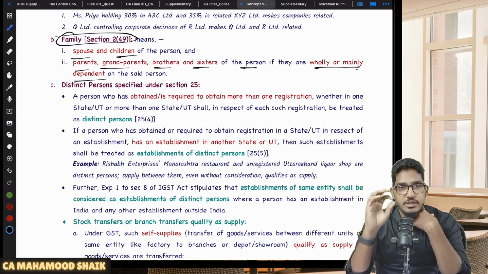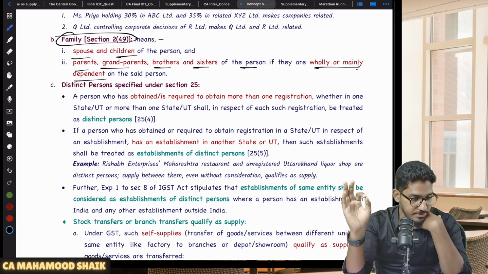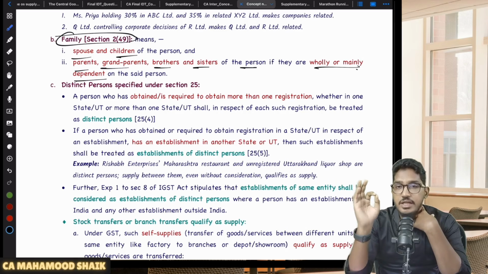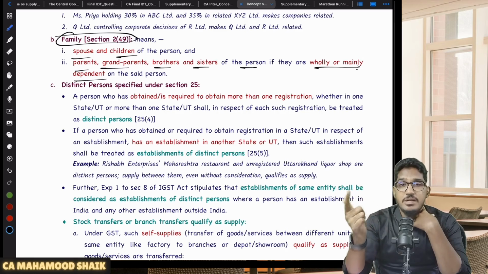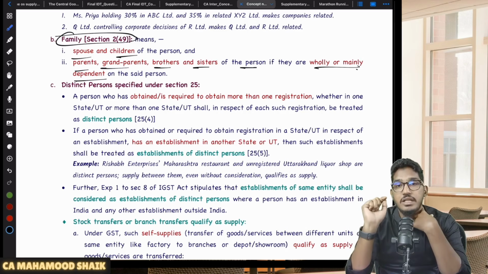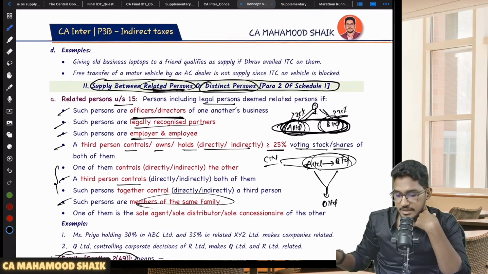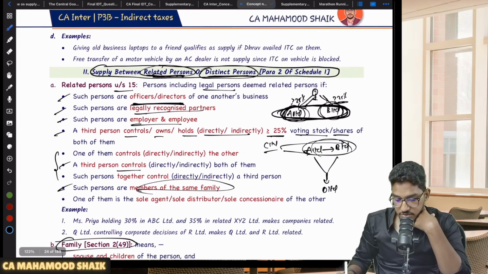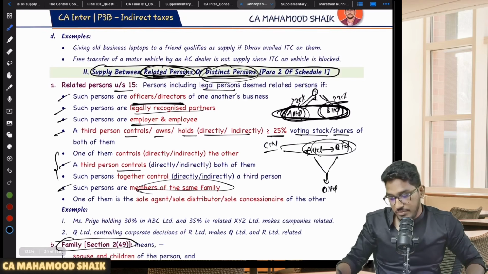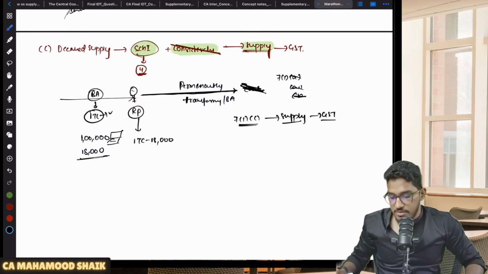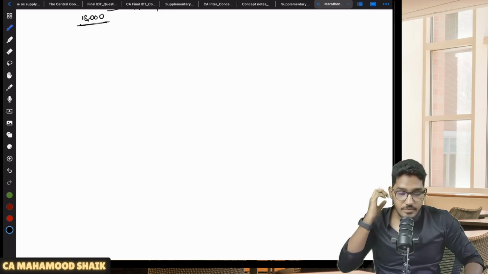Okay. So this definition you have to remember. Spouse and children, it is always related, whether they are dependent on you or not. Parents, grandparents, brothers, sisters, they will be considered as related only when they are wholly or mainly dependent on you. Understood? So they will be considered as related persons. Okay, we have understood who is a related person. Now we will try to understand what you mean by distinct person. Very, very important concept. Distinct person.